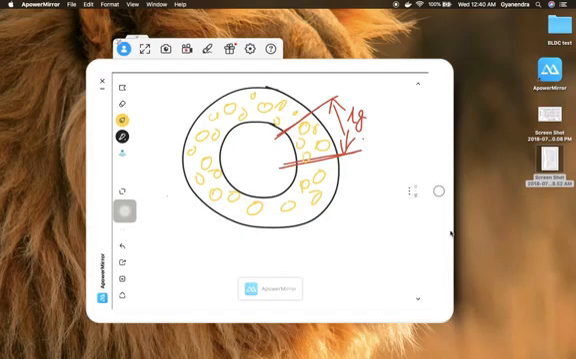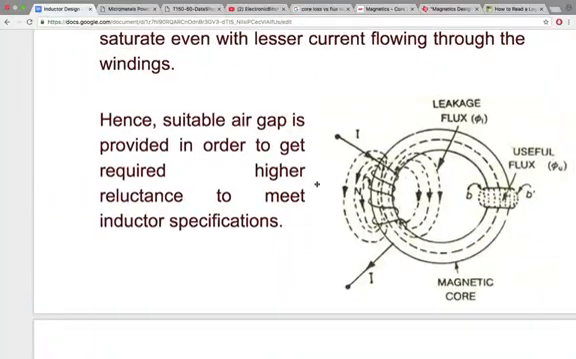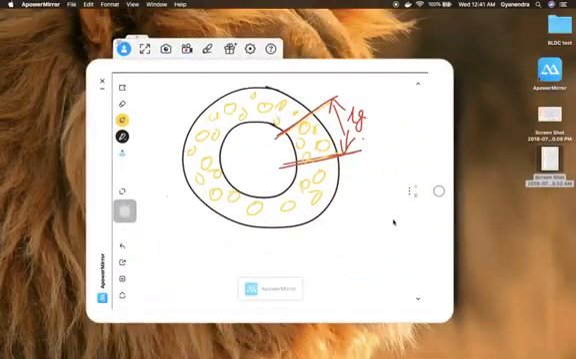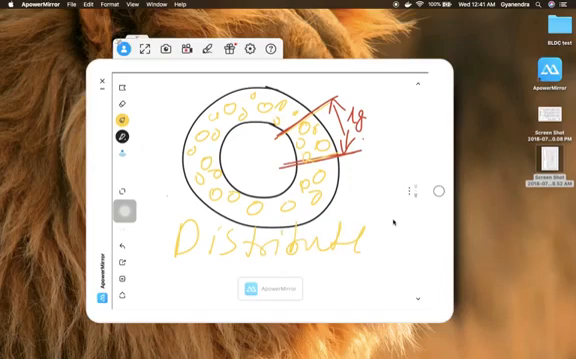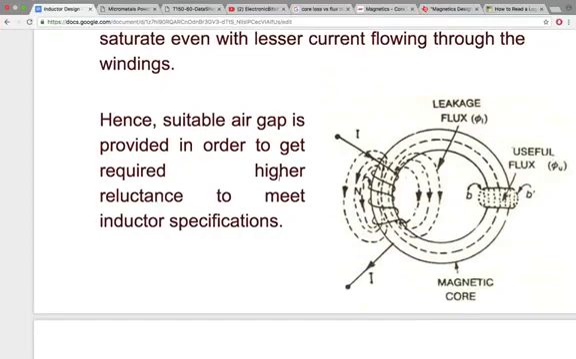Okay, so in this case, what will happen is the flux leakage will reduce by a very large number, and we will be able to still get the suitable inductance and current rating of the inductor. So this is actually called a distributed air gap core.